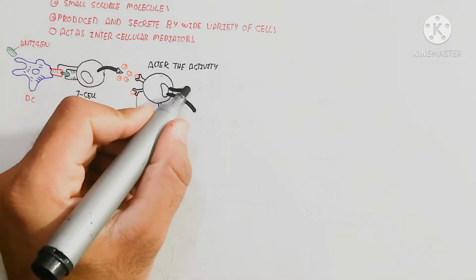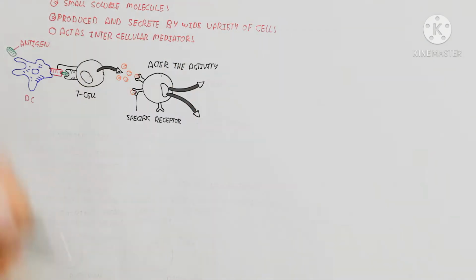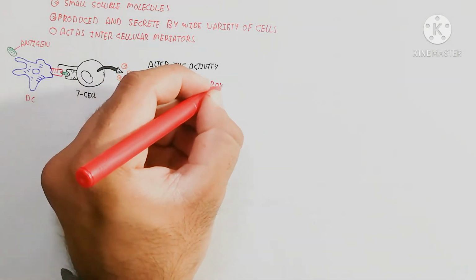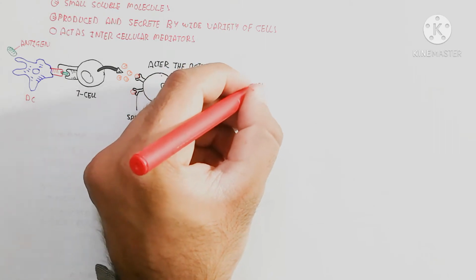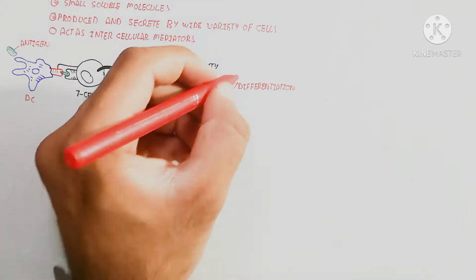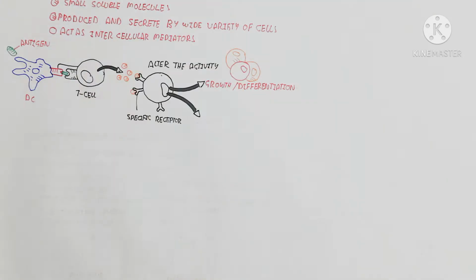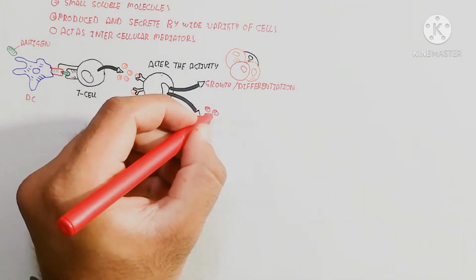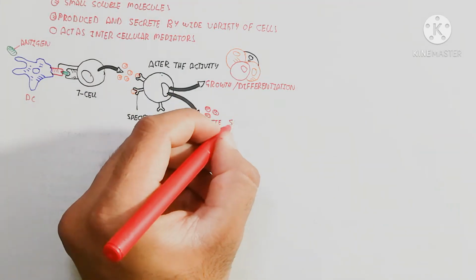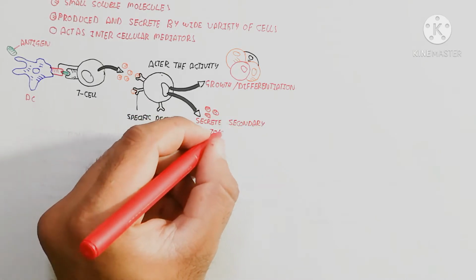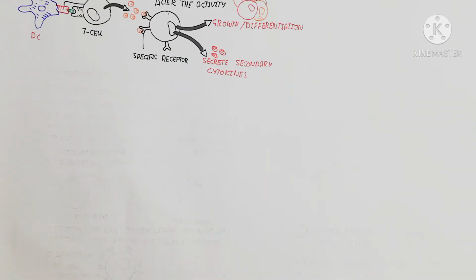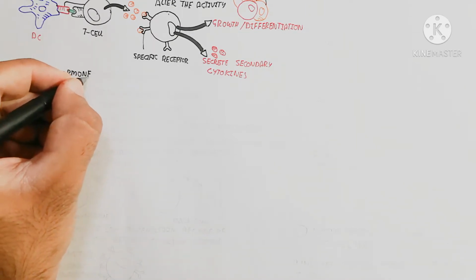So they are hormone-like molecules, and they are basically soluble, as well as membrane-bound molecules. The membrane receives this molecule and it activates the other cell for growth and differentiation, as well as to secrete secondary cytokines. So that was the primary and here is the secondary, or growth itself and differentiation.